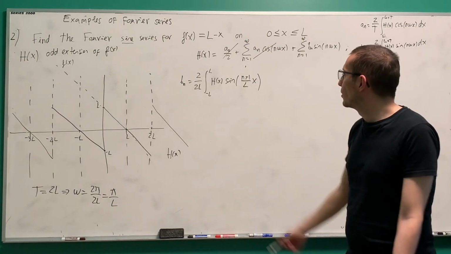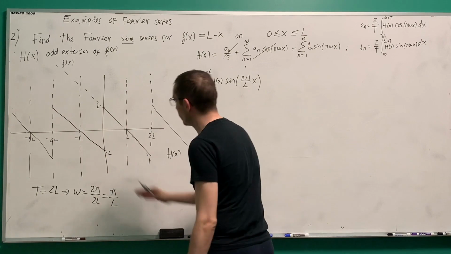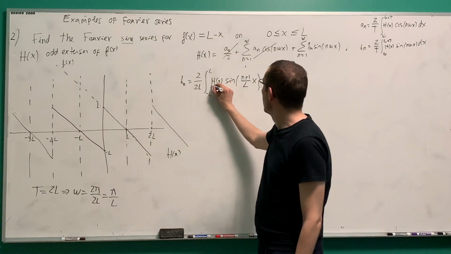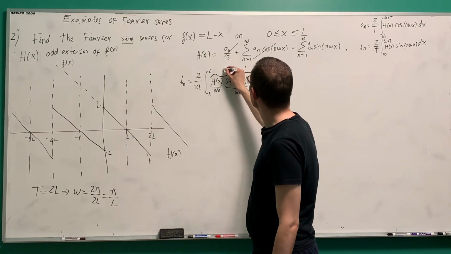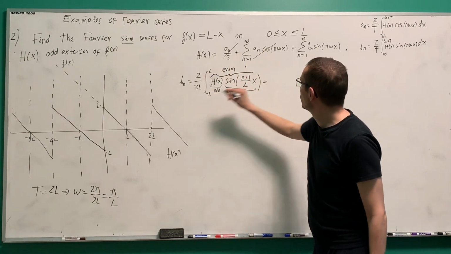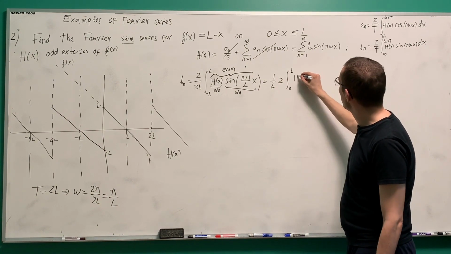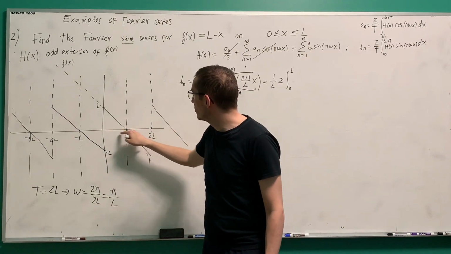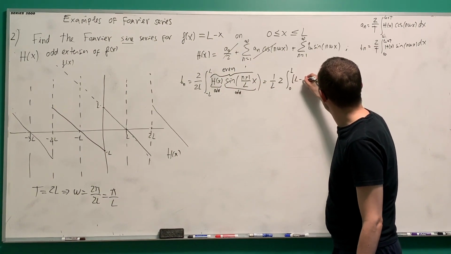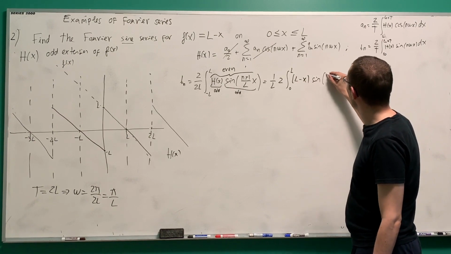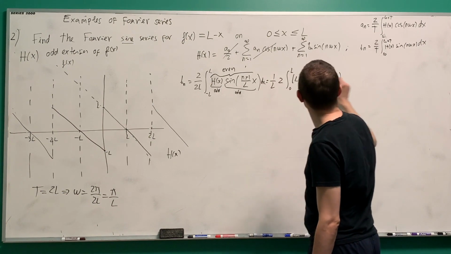Now, if we were to solve this integral as is, we would need to divide it into chunks, do this chunk and add this chunk, which are different functions, right? But we don't need to. Why? Because h is odd, and sine is odd, and the product of odd and odd is even. That means that I can write 2 over 2 is 1, so 1 over L, and then twice the integral from 0 to L of h of x, which on 0 to L is L minus x, times sine of n pi divided by L x, dx. Oh, I forgot the dx here.